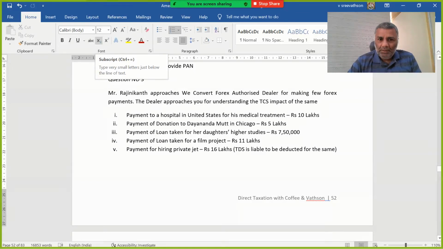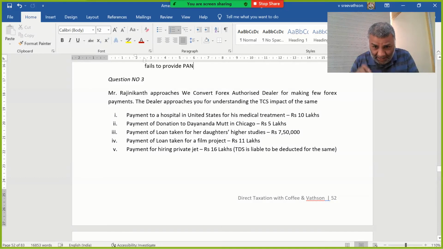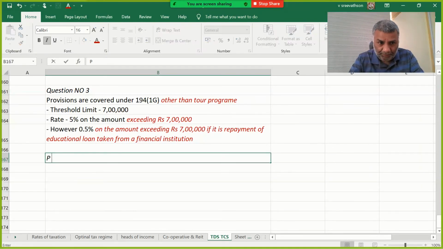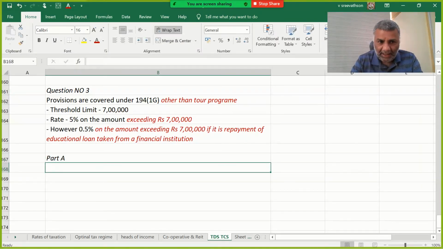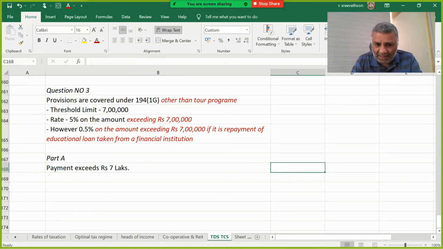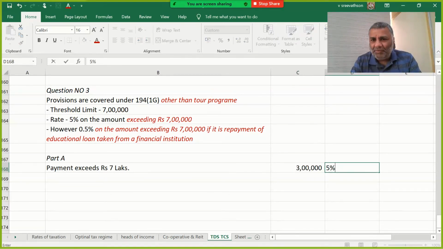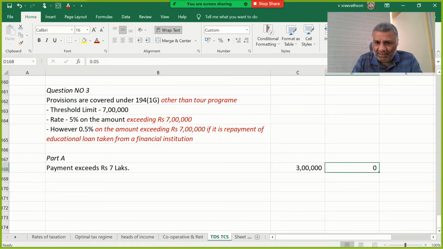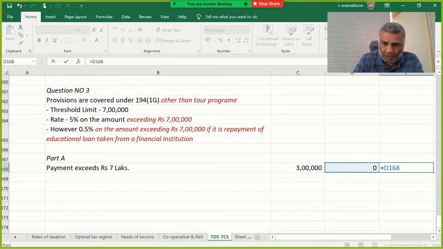Now, payment to a hospital in United States for medical treatment, 10 lakhs. Part A: the payment exceeds rupees 7 lakhs. So on the 3 lakhs, he is liable to deduct 5%. So it will be 3 lakhs into 5%.